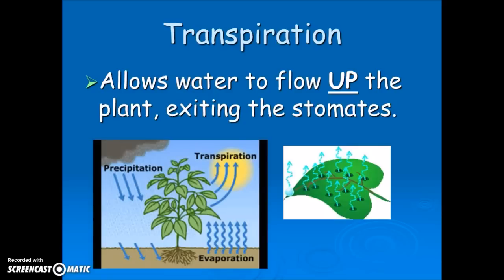We don't walk around and see water coming out of leaves. It is in the form of a gas. But that's how water moves up a plant. It's called transpiration. And it's all because of the stomates. And that concludes Investigation 6, vocab.